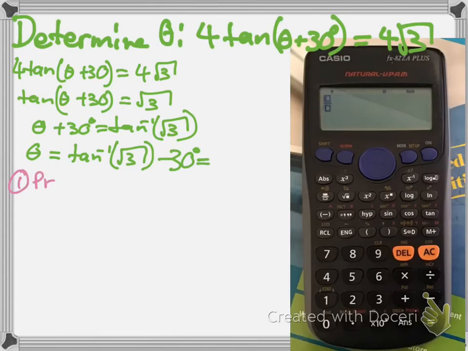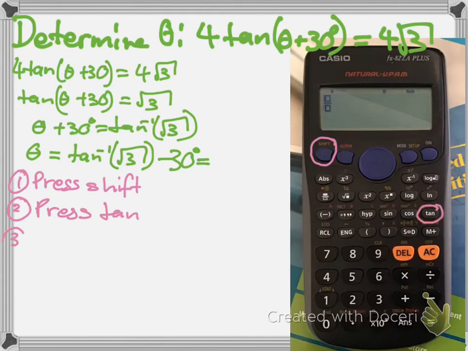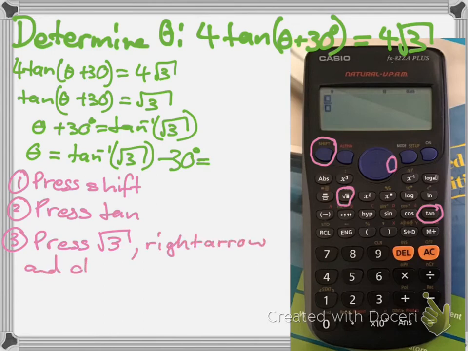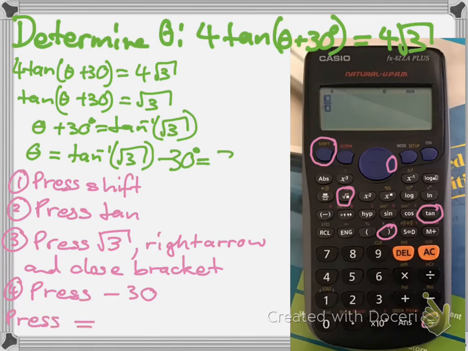You take your calculator, you press the shift button, you press your square root sign, shift button, you press tan, and then you press your square root sign, you press 3, you press the right arrow to move out of the square root sign, and then you close your bracket, and then you press -30, and then you press your equal sign. You get your answer. In this case, it's going to be 30 degrees. Okay, so I hope that was easy and straightforward.